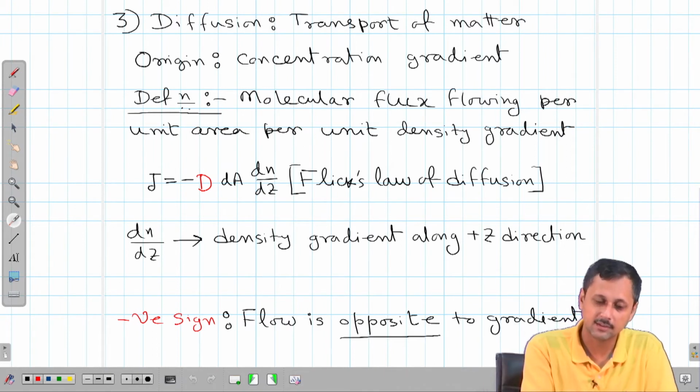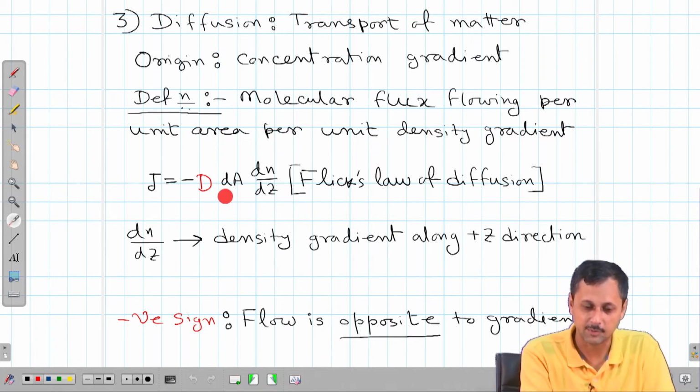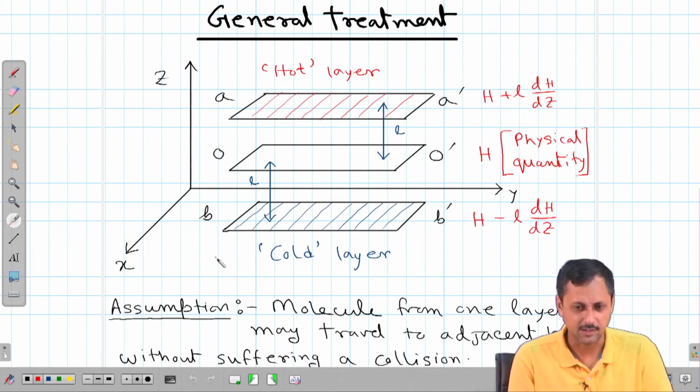There is a law, Fick's law of diffusion, which says J, the diffusion current, is equal to minus D dA dN/dz, where D is the diffusion coefficient and dN/dz is the density gradient.